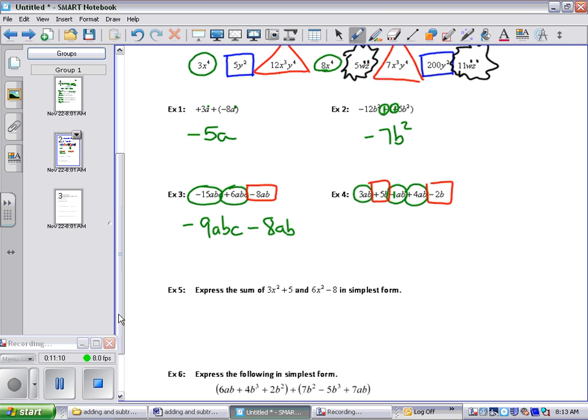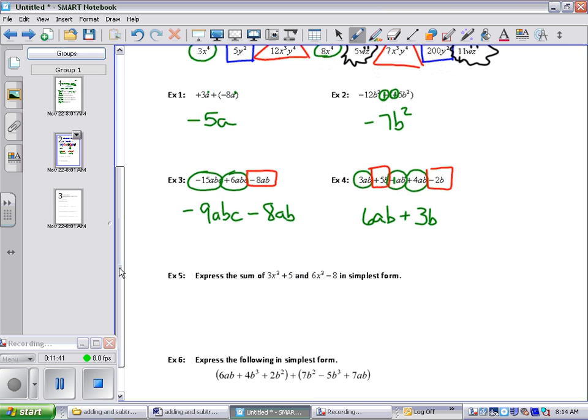So let's go through and do the circles. We've got 3 minus 1 plus 4. That would give me 6. Bring down your variable, ab. Now I can do my boxes. I've got positive 5 minus 2. So 5 minus 2 is a positive 3b. Okay? All I'm doing is combining like terms.